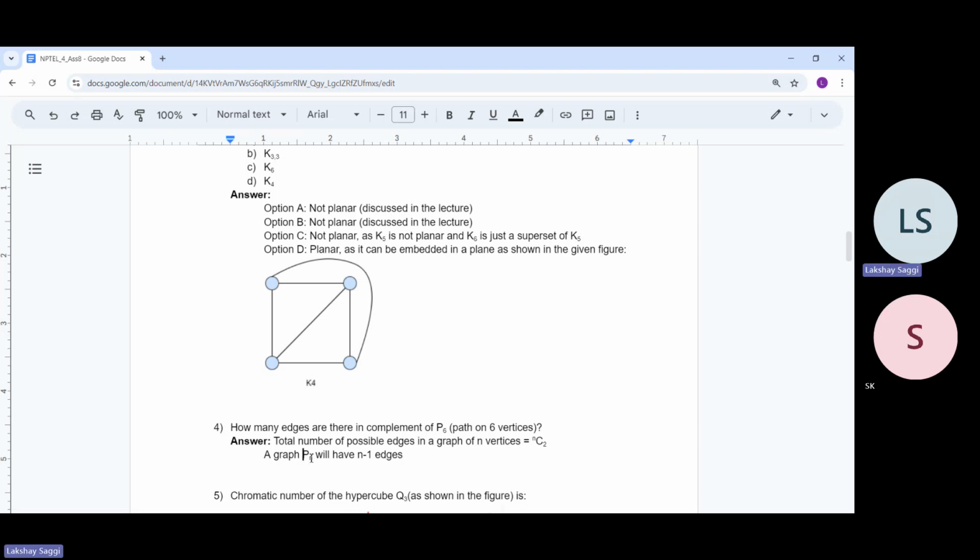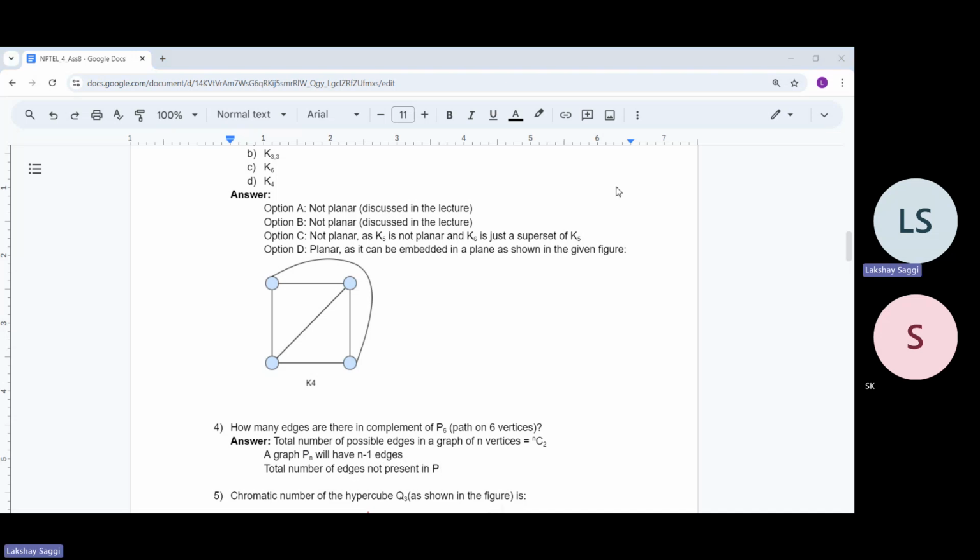And why is this the case? Because this graph Pn is just a simple path on n vertices. Pn denotes a graph which is just a simple path on n vertices. And if there is a simple path of n vertices, then it has n minus 1 edges. So what do we get by this? We get that these n minus 1 edges won't be present in the complement graph of Pn. But the remaining edges which are not in Pn will be a part of the complement graph, right? So the total number of edges not present in Pn.